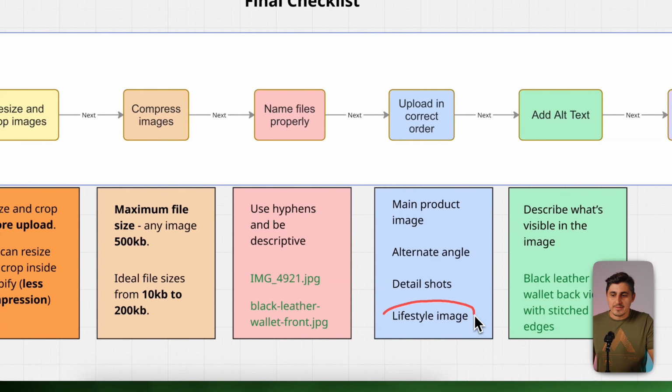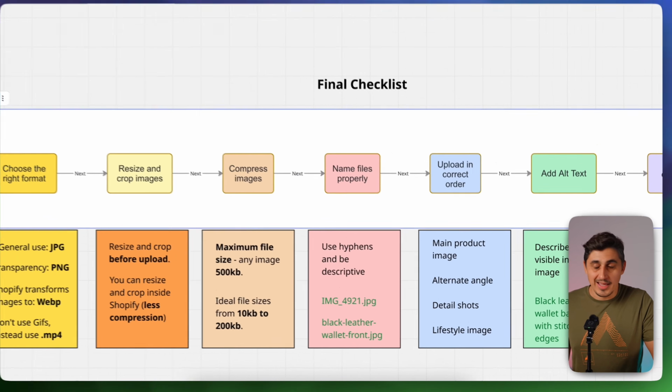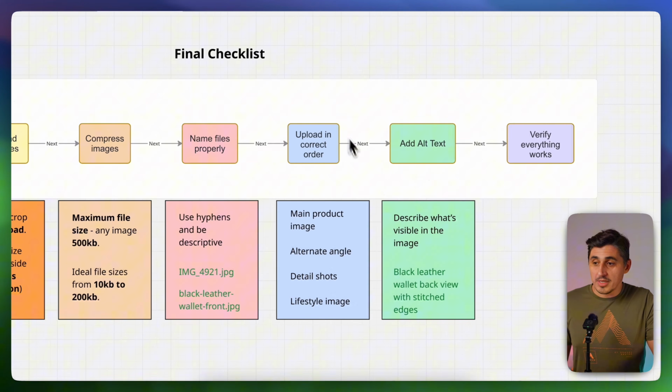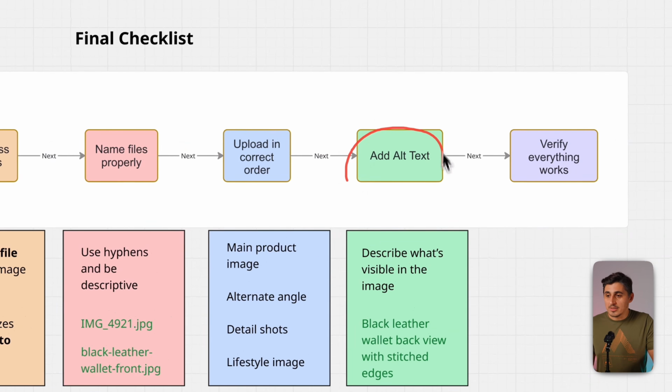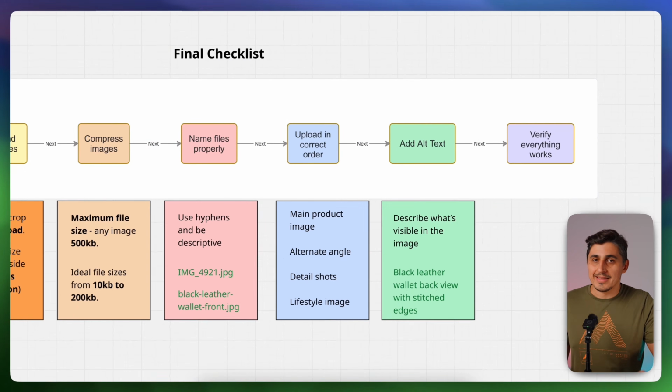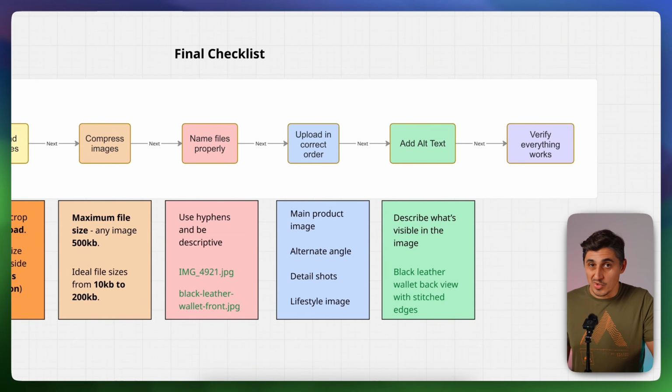And if you don't have lifestyle images from your supplier, you can generate some with AI using Gemini and Nano Banana. After uploading your images, you're going to add your alt text, and this is important for visually impaired people that navigate your site. This is important for Google to understand your content, your images.